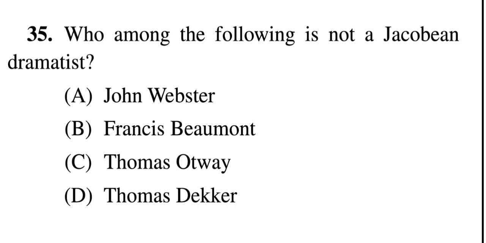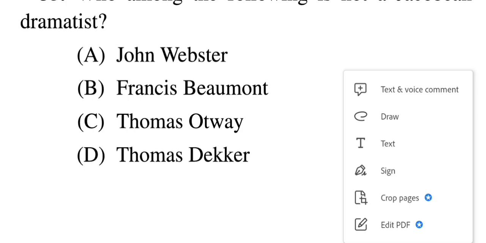Just like that, we have, who among the following is not a Jacobean dramatist? The Jacobean period is known for its literary works. John Webster, Francis Beaumont, Thomas Otway, Thomas Dekker. Question 35. The correct answer of this question is C, that is Thomas Otway. Thomas Otway is the correct answer.